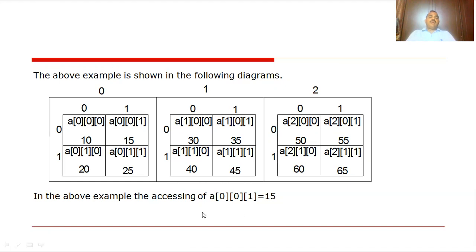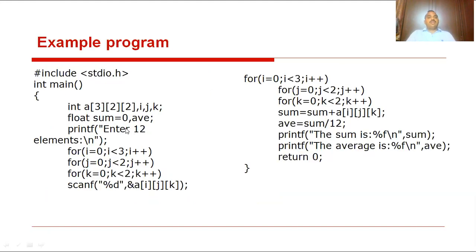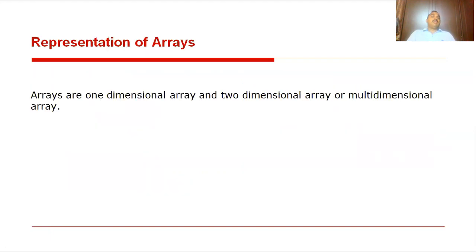So for example, I want to retrieve the element 0, 0, 1. Here 0, 0, 1 equals 15. Clear? So this is an example program for reading, displaying, and finding the sum and average values in the multi-dimensional array. Next one, representation of arrays. Tomorrow we will discuss.